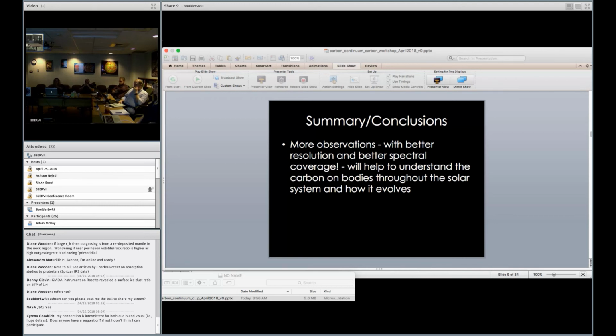I talked about the variation in UV signature. We also have UV signatures of PAHs that we should be able to see. And then, of course, in the IR, the signatures of aromatics and aliphatics that we'll hear about. So I think better resolution and spectral coverage will help us understand carbon on the bodies in the solar system and how it evolves. And so that's it for me.